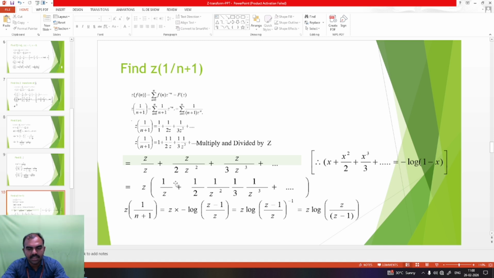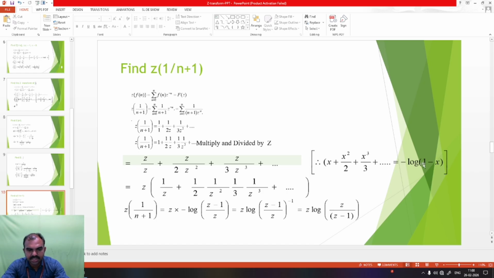1 by z. So this is the expansion of the logarithmic function. So minus log of 1 minus x. So is it in here? Minus log of 1 minus, what is the x value? 1 by z. So we apply 1 minus x, where the x value is 1 by z.